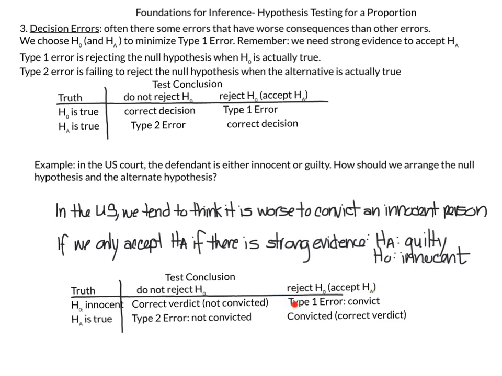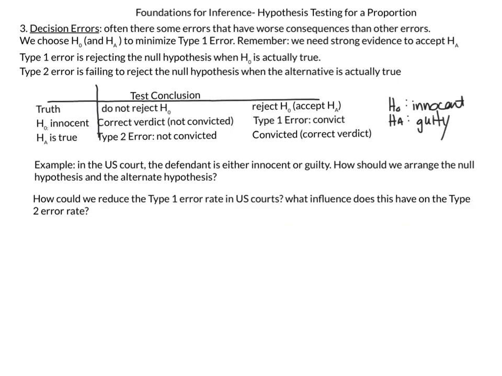If they are guilty and we did accept HA, that means we correctly said they were guilty. And again, we want to choose H0 and HA to minimize type 1 error, when we say an innocent person is guilty, or we convict an innocent person. And here are some follow-on questions, like can we reduce type 1 error in the U.S. courts? And what influence does this have on type 2 error rate? And remember, type 1 error is convicting an innocent person. And so, yeah, we can minimize type 1 error.